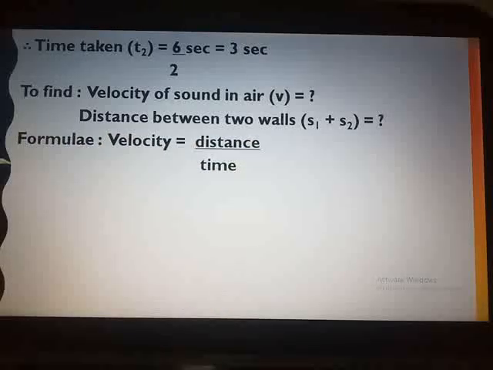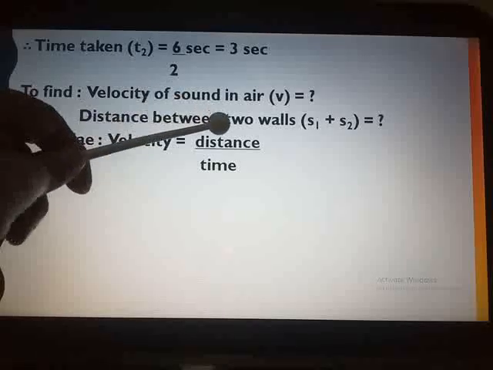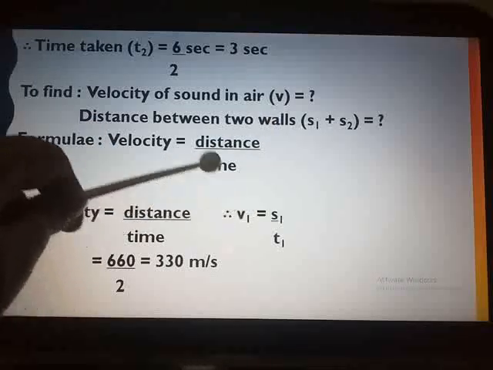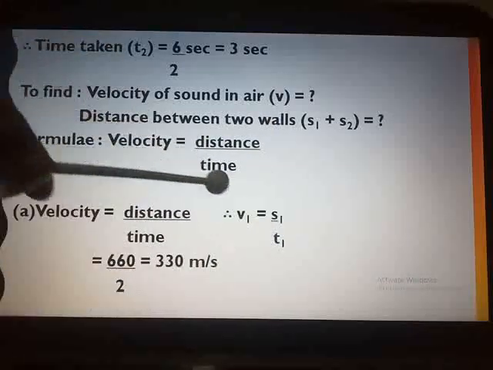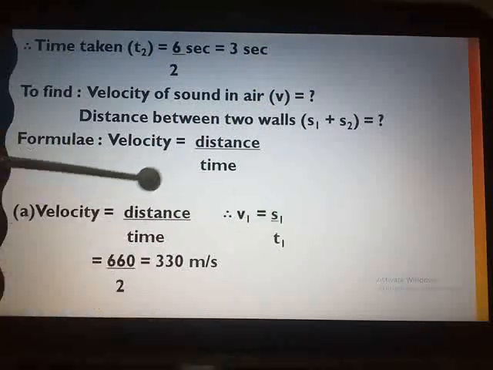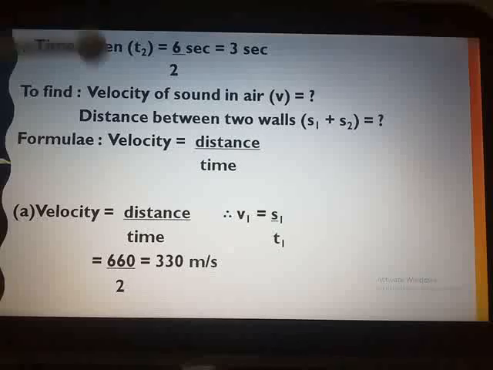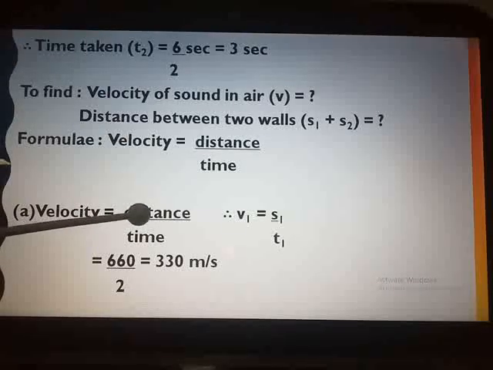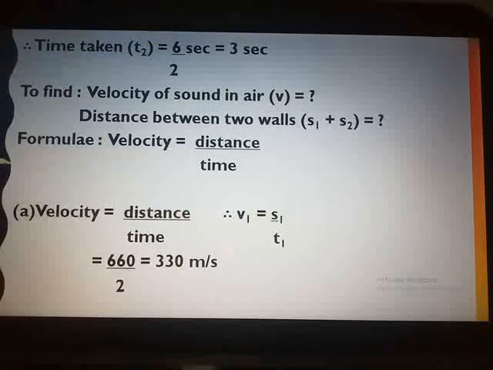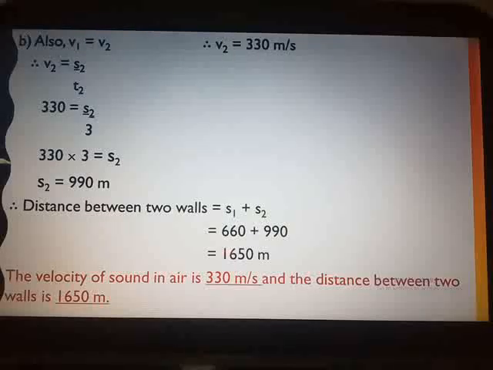Let us find the first distance by using the formula velocity is equal to distance upon time. S1 is the distance, V1 is velocity, T1 is the time. So V1 is equal to S1 upon T1. You are using the same formula to find both the different distances. So S1 and T1, both the values you have with you. Distance from the closer wall 660, T1 is 2 seconds, you have seen in the previous slide. So 330 meters per second. You know V1 is equal to V2, velocity of sound in air. So V2 you will take as 330 meters per second.